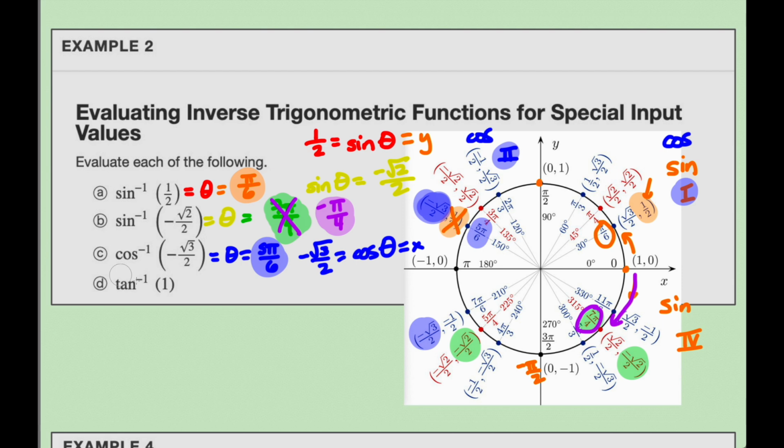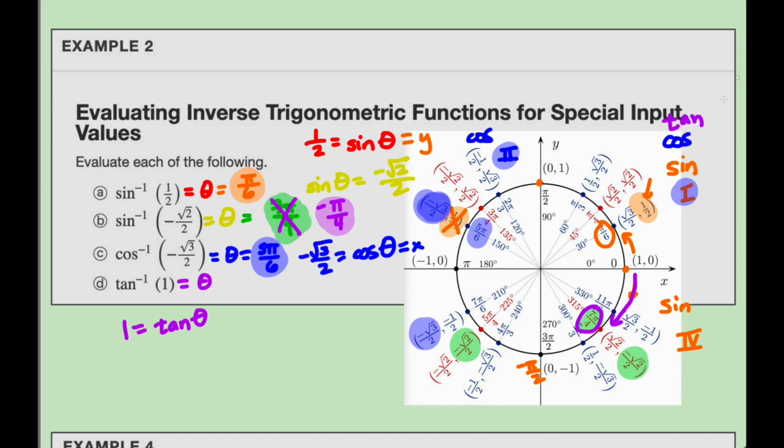All right, the last one, the inverse tan of 1. So I'm going to tan both sides. First, I'm going to set this equal to theta. I'm going to tan both sides, and it's going to be 1 is equal to tan theta. Well, tan is sine over cosine. So the sine and cosine have to be equal to divide out to get 1. So we're looking for values where that occurs.